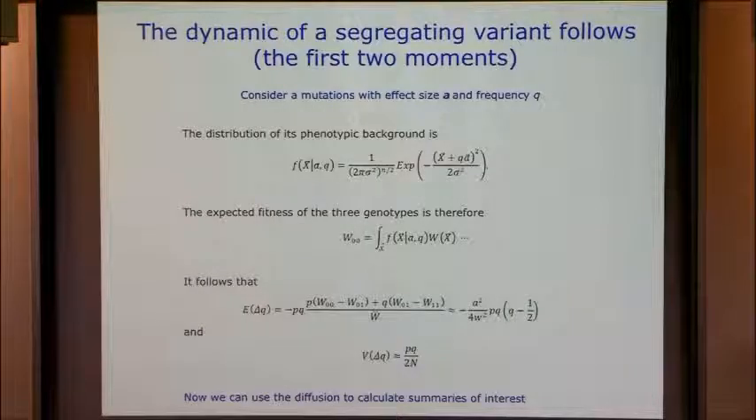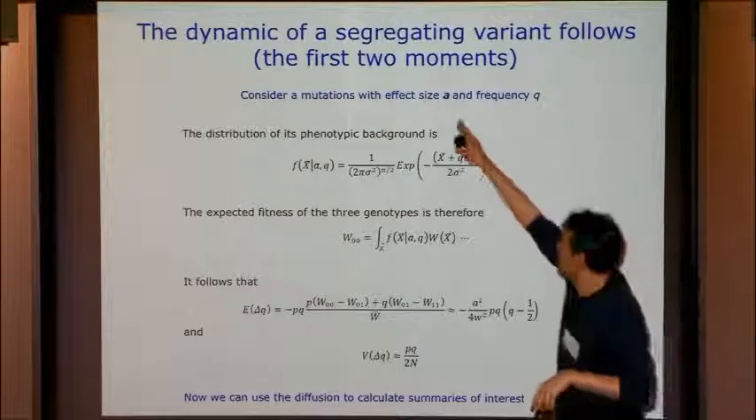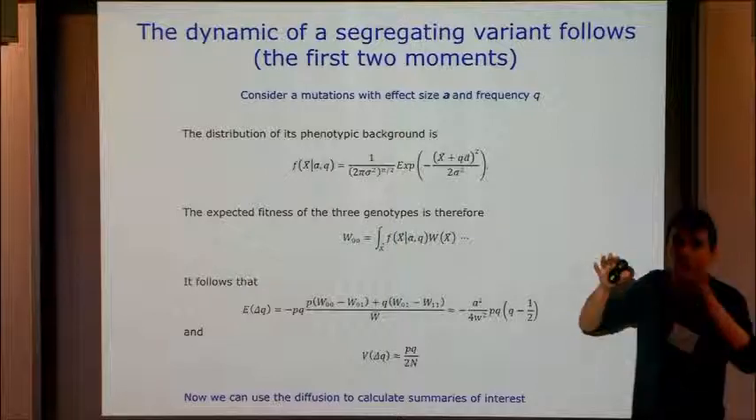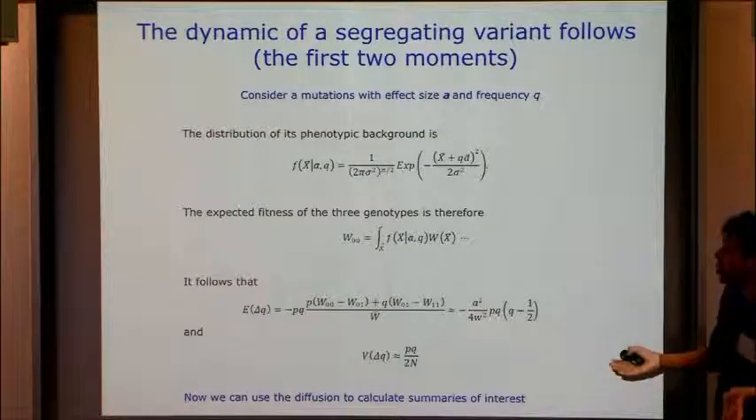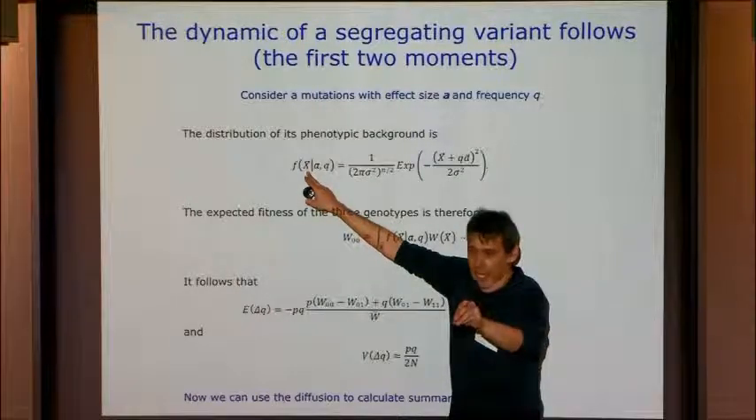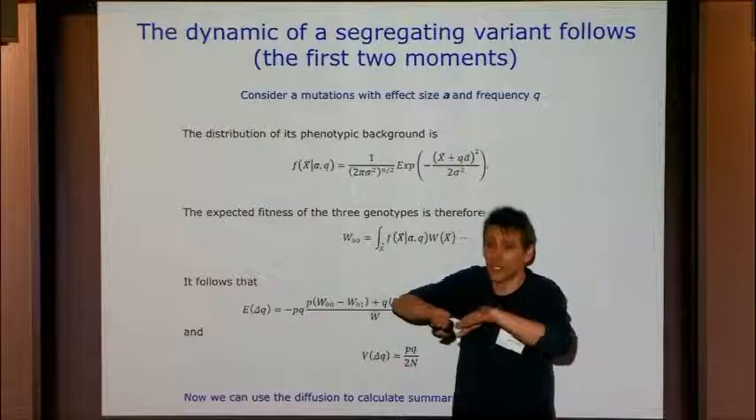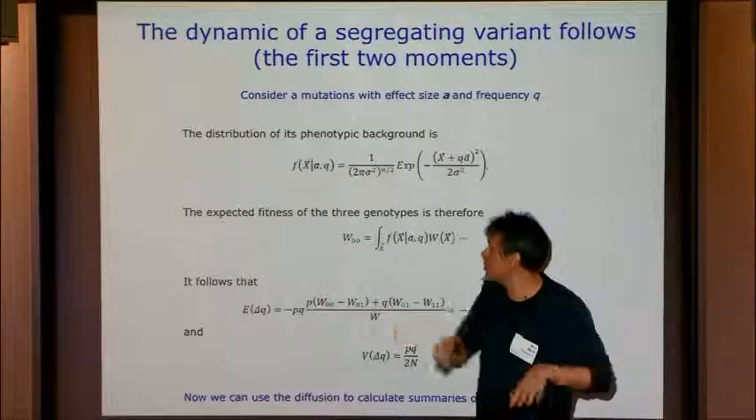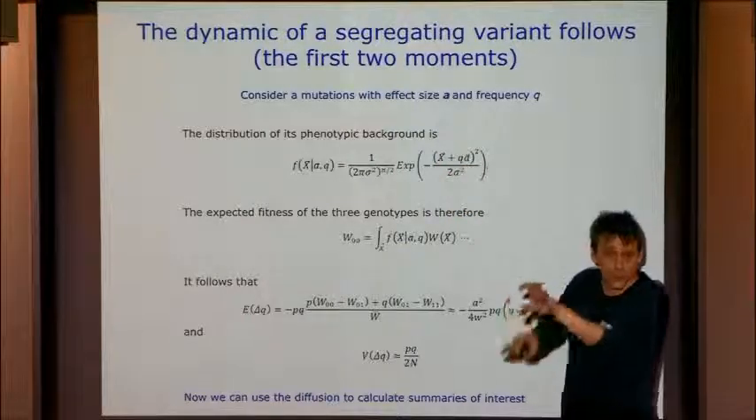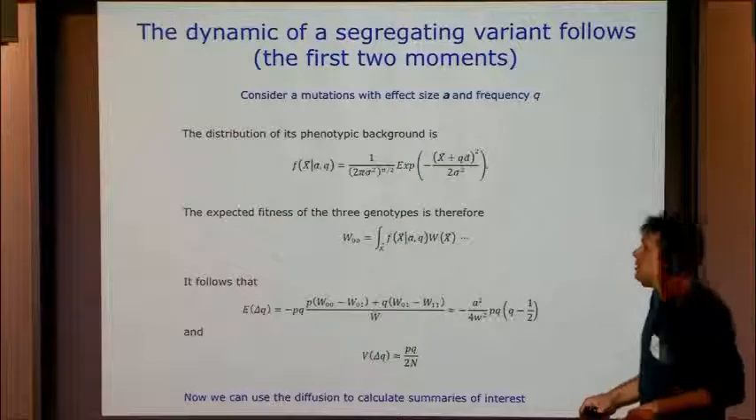Now let's consider an individual allele, because we're interested in a segregating site. We're interested in a variance. So let's consider a mutation that has effect size A, which is a vector, and a frequency Q in the population. Given that we know the distribution of phenotypes in the population, we can now look at the distribution of background. I focus at this particular locus, and then look at the distribution of all the contributions in the background. I know that the background plus the contribution of this locus needs to be normally distributed around the origin. So that gives me the distribution of backgrounds.